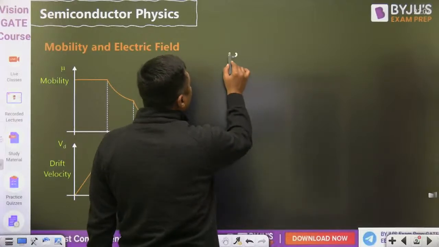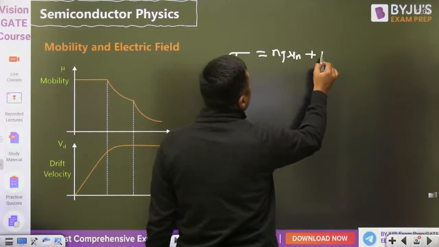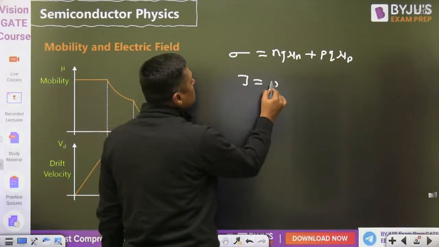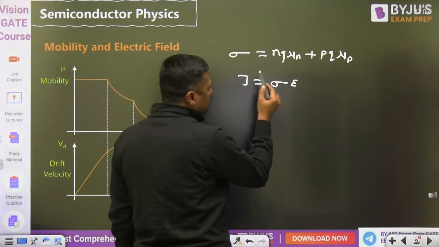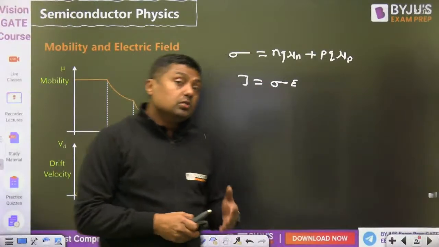Okay, for example, sigma equals n q mu n plus p q mu p, that is called conductivity, and J is equal to what? Sigma E. I'm talking about the drift velocity or drift current density. Then J. So that is the mobility.